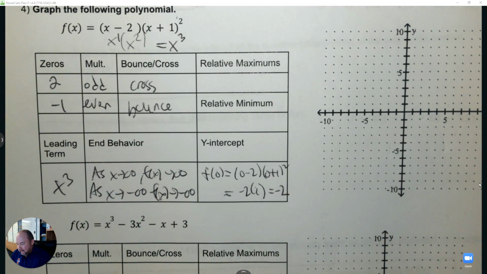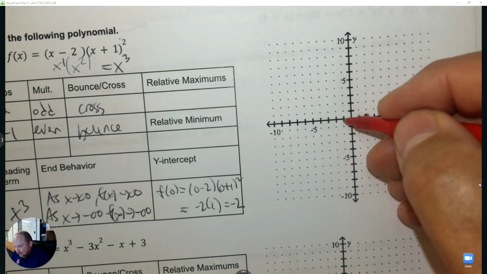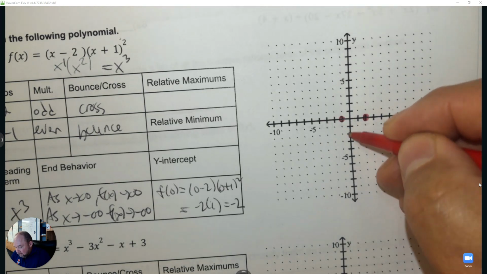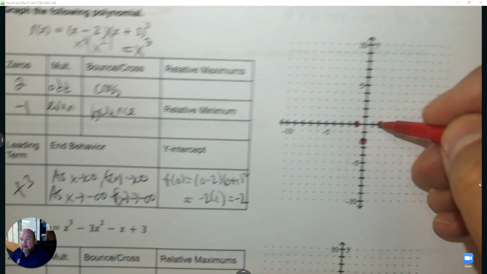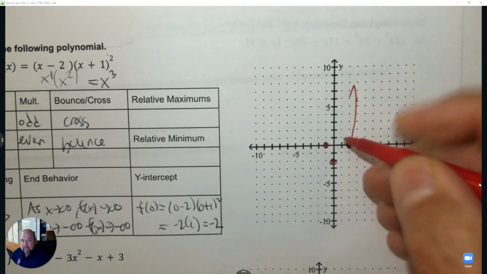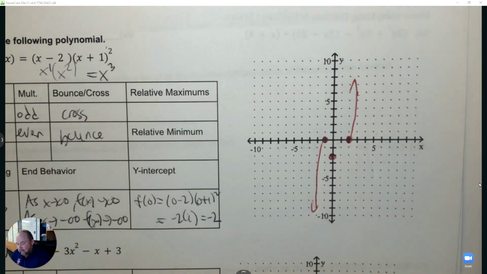And now we can start our graph. So I'm going to find 2 and -1 and -2. And I know it goes up to the right and it goes down to the left. Again, we have an empty point at 1.